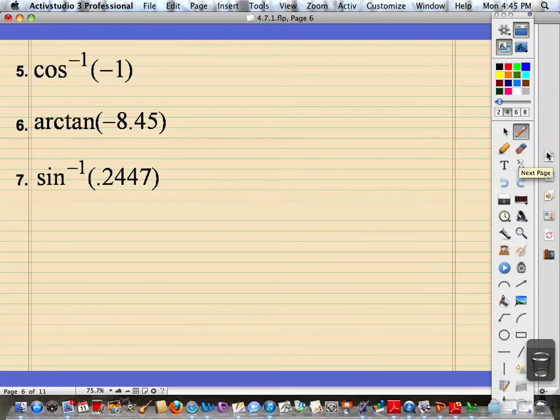So, a few more examples here. Inverse cosine of -1. The inverse cosine of -1 means what angle has a cosine of -1? Well, that would be pi.